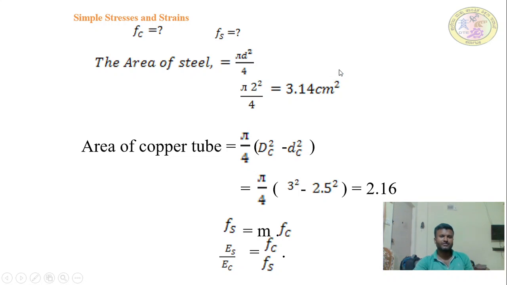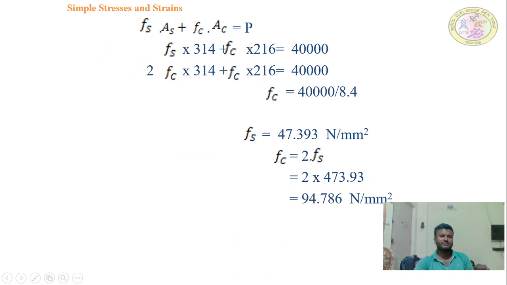area of the steel is equal to 3.14 centimeter square. The area of copper is equal to outer dia minus inner dia, 3 minus 2.5 centimeter, 2.16 centimeter square. Fs is equal to M into Fc, we know the equation, Es by Ec is equal to Fc by Fs. So then substitute here and convert all centimeter squares into millimeters. So then you will get the final answer.